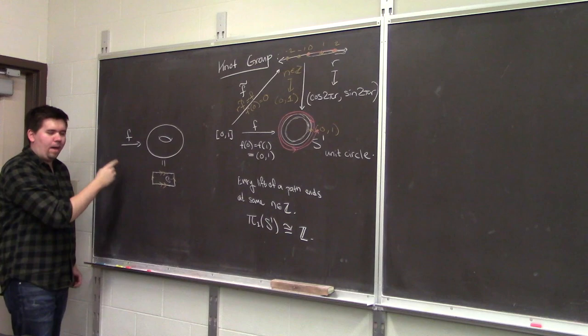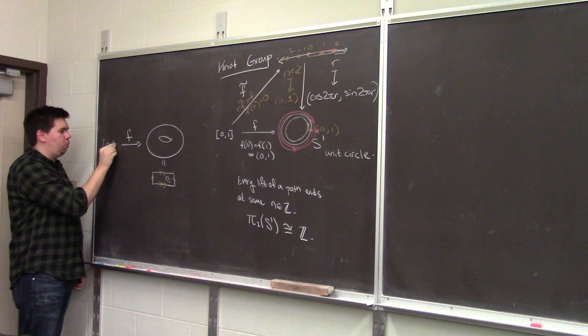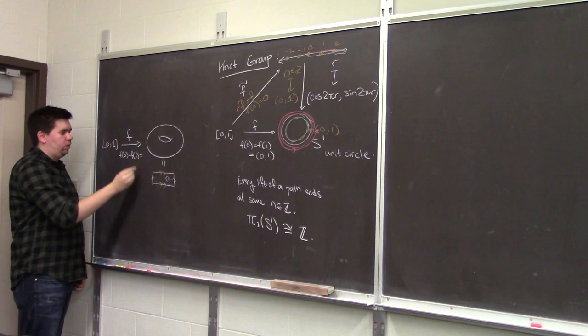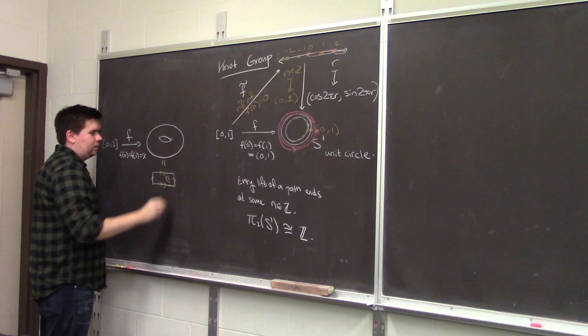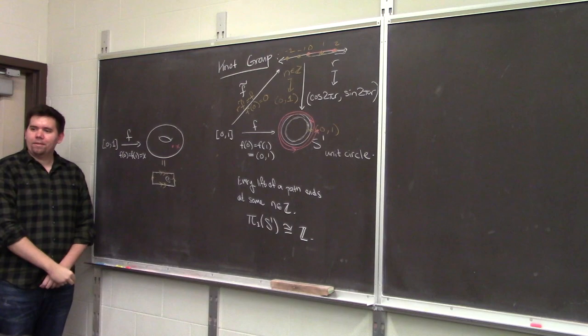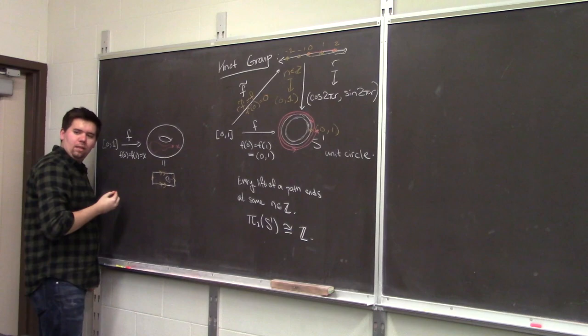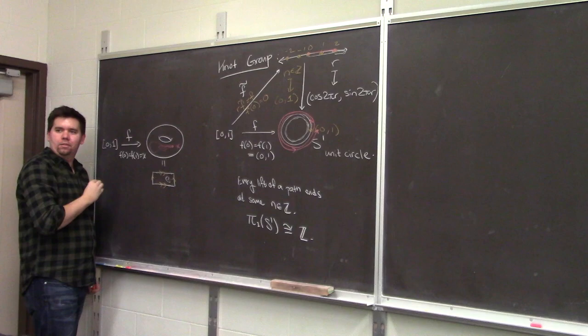So I have some map, and we're limited to loops, so I want f of 0 and f of 1 to have the same endpoint, let's call it x. So maybe x is some point here. And you're like, well, what kind of loops do I have on this thing? There are some loops that are kind of dumb, loops like this, but those can just be homotoped down to the constant loop. So that's not a very interesting loop.